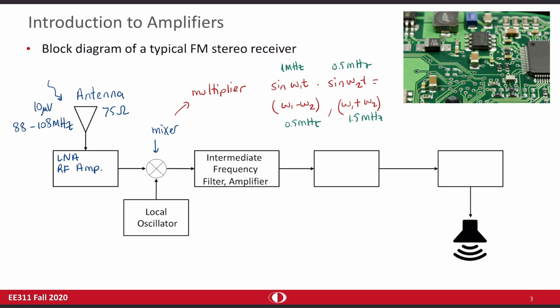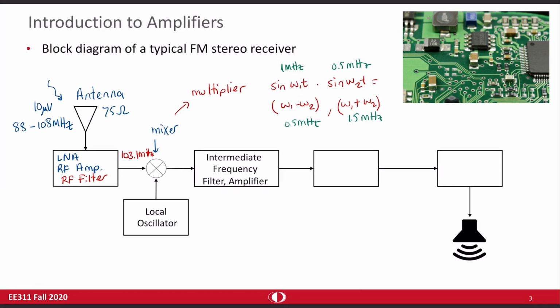How do you do that? Let's say that you want to listen to Radio Otto, which has a frequency of 103.1 megahertz. You need some RF filter here, and this filter gets rid of all the other channels but keeps only the Radio Otto frequency. But still, it's at very high frequency. You don't want to use your circuit at that high frequency because you want to make your radio cheaper and the design easier.